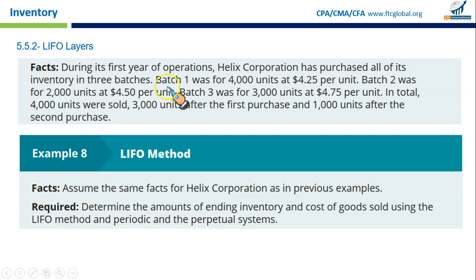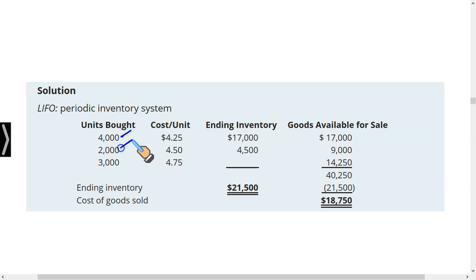We have got 3 purchases: batch 1, 4000 units at this rate, batch 2, 2000 units at this rate, and batch 3, 3000 units at this rate, right? So there are 3 purchases and they are right here: first batch, second batch, third batch, and their rates. So this is the total goods available for sale. These are the numbers and this is the figure for the total value of goods available for sale.